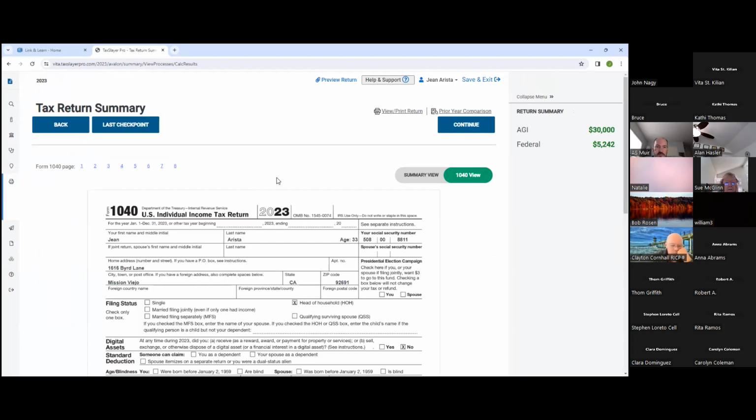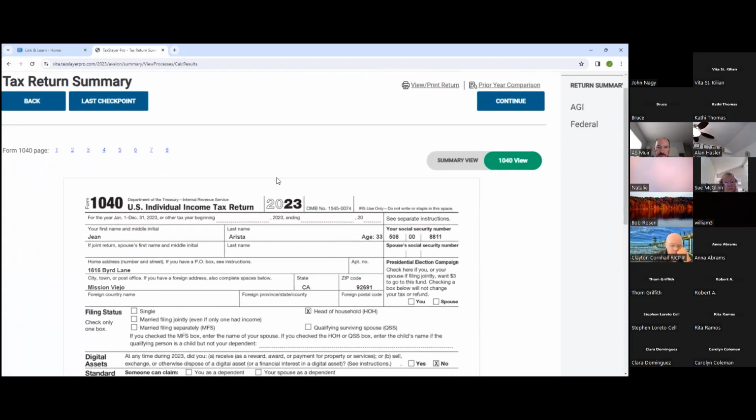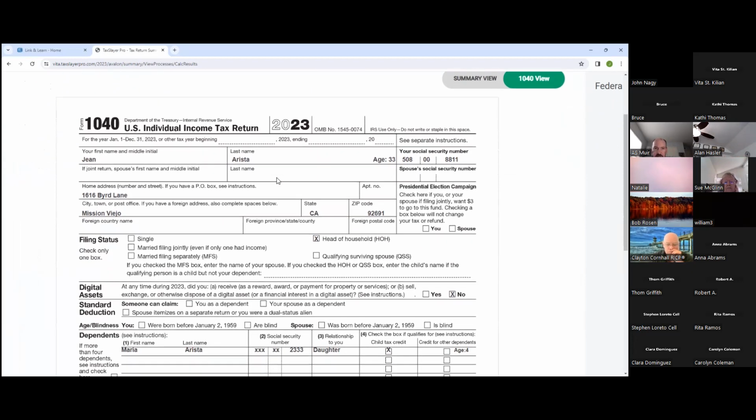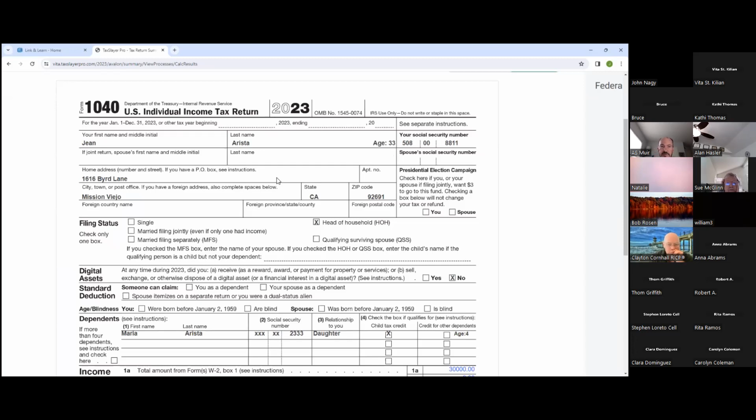And then, Sean, can you see the Form 1040 displayed? Oh, yeah, we see that. Okay, so let's go through this. We got a few minutes, and let's point out a few things.